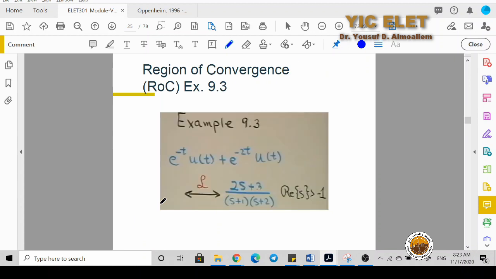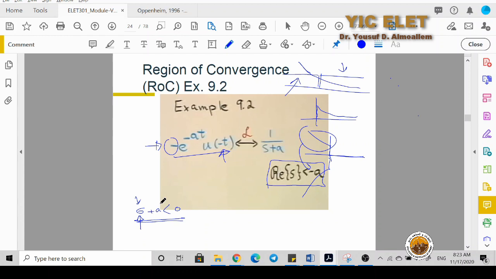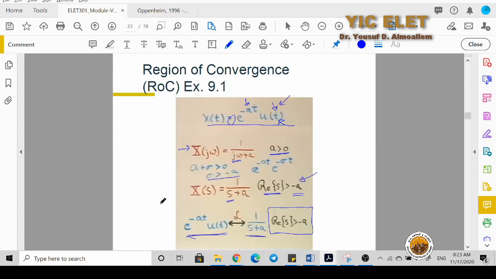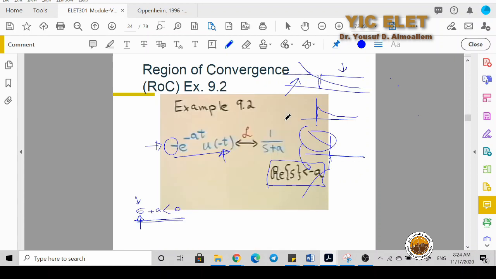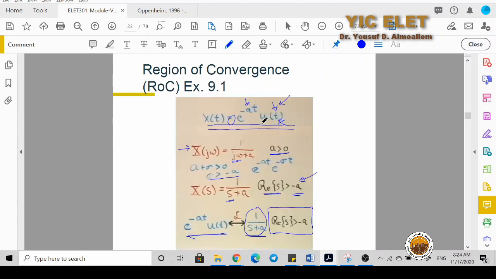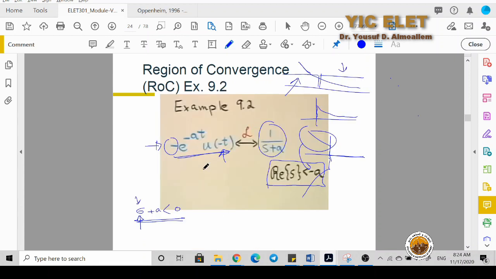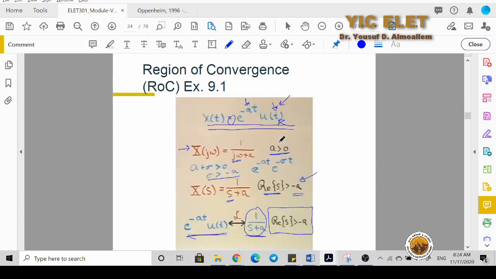So if you compare the result of this example with the result of this example, you will find the result is the same, right? Two different functions come to the same Laplace transform. Does this make sense?